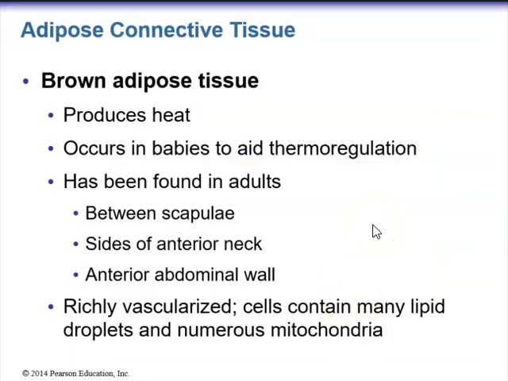We also have a type of adipose tissue called brown adipose tissue. This actually produces heat and occurs in babies to aid in thermoregulation. It has been found in adults, and we can see it between the two scapulae. So scapulae are our shoulder blades. We can find it on the sides of the anterior neck, as well as the anterior abdominal wall. This brown adipose tissue is very richly vascularized, meaning there's a lot of blood supply. We have cells that contain many lipid droplets and numerous mitochondria.